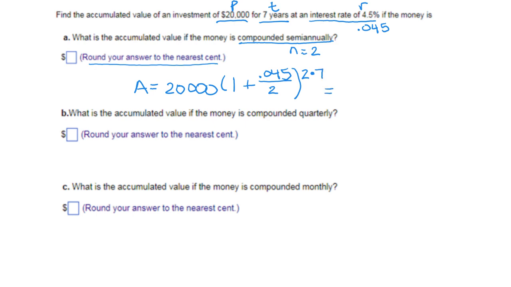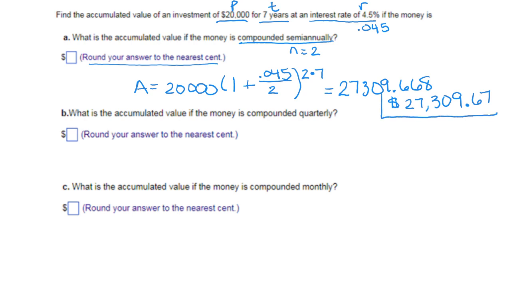And if we place this in our calculator, we should get 27309 decimal 668, which will round to $27,309.67. And this would be the monetary amount, the future value for this loan or investment, I should say.